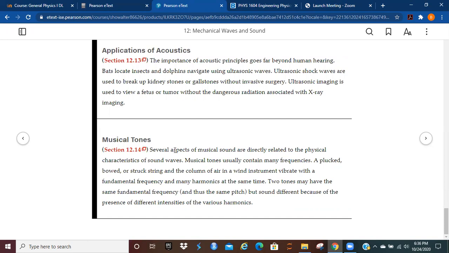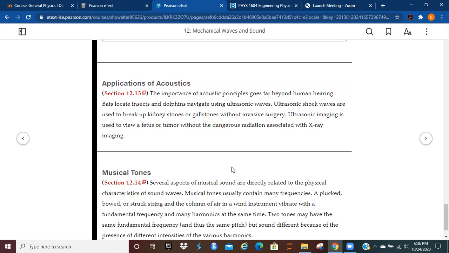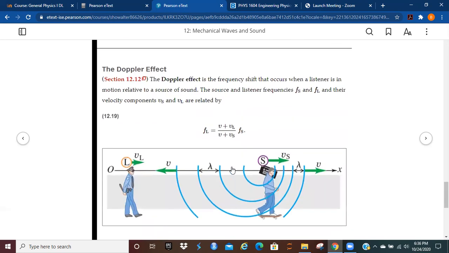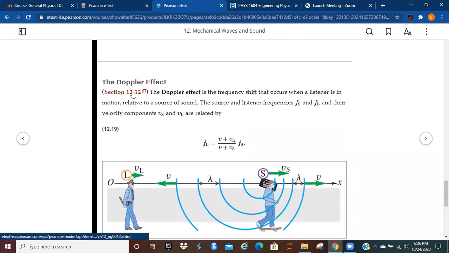When it comes to musical tones, there are many tones that contain different frequencies, and depending on how an instrument is plucked or bowed or struck, or how the column of air vibrates, you can have a fundamental frequency and many harmonics at the same time. That may not necessarily be something that you want to hear. And two tones may have the same fundamental frequency but sound different because of the presence of different intensities of the various harmonics. One may have more harmonics in it than the other, and that's going to maybe cause a difference there that you didn't want.